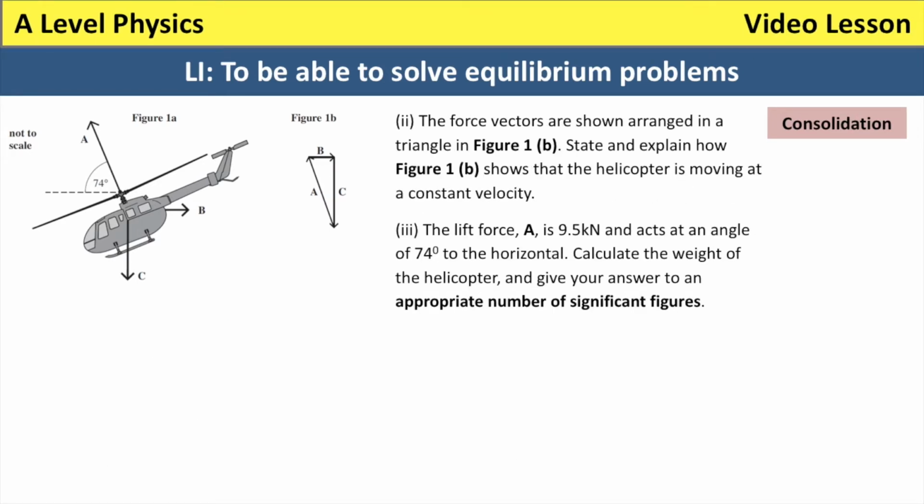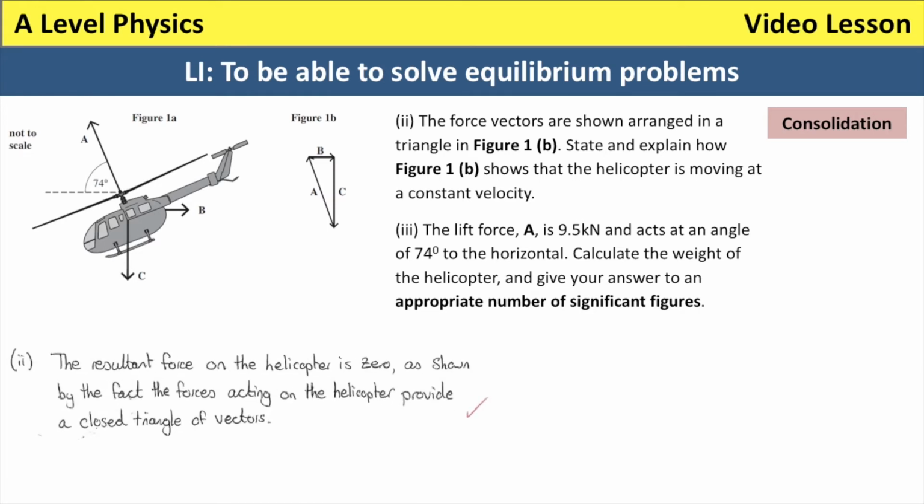Part 2. The force vectors are shown arranged in a triangle as shown in the diagram. State and explain how the diagram shows that the helicopter is moving at a constant velocity. Well, the condition for constant velocity is that the resultant force must be 0, and we can see that the resultant force is 0 because the forces are making a closed triangle of vectors.